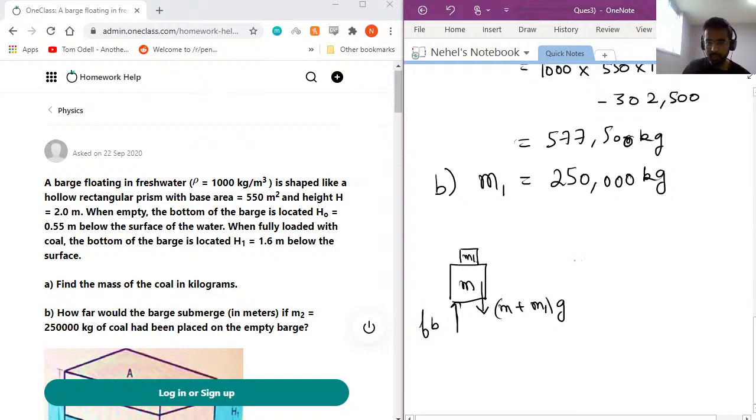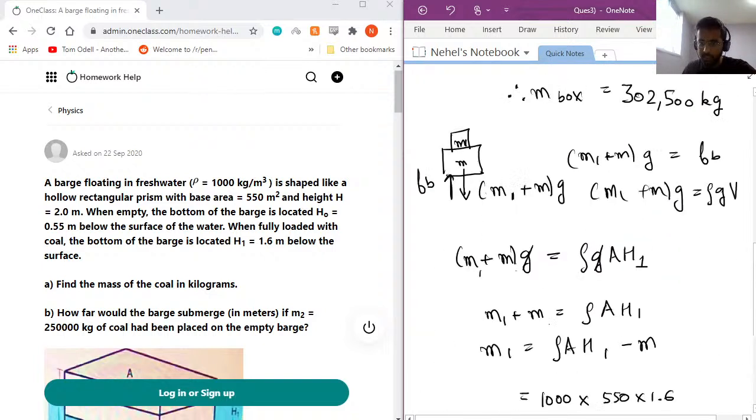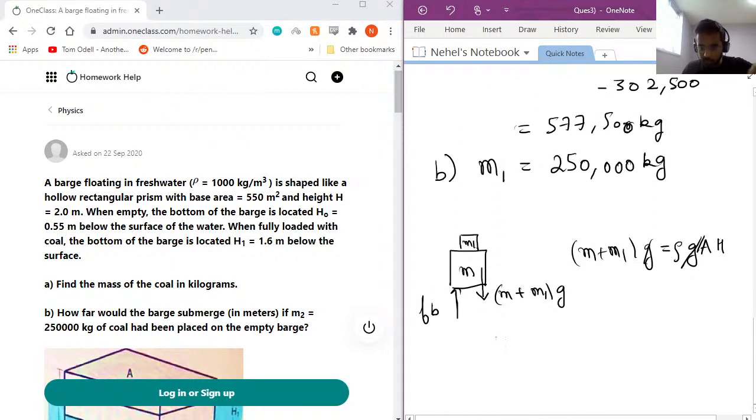So in this case, we're actually solving for H. So we have M plus M1 times G is equal to rho G A times H. So the G's cancel out. M, which was the mass of the box, did not change, and we had calculated M to be 302,500. So this equation becomes 302,500 plus 250,000 is equal to rho, which was 1000. The area did not change either, it's still 550, multiplied by height. So we would solve for height in this case.